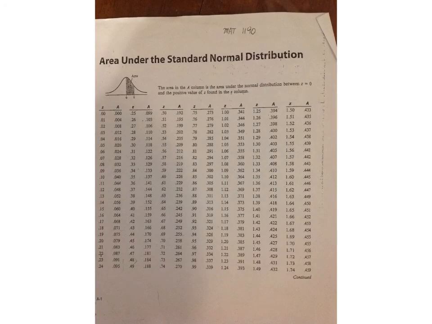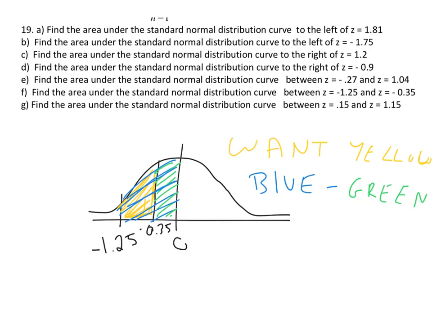Okay, so looking these up on our table, 1.25 is here, 0.394, and 0.35 is over here, 0.137. So let's add those in. So the whole blue is 0.394. And the green is 0.137. Okay, so to find that yellow, you want to subtract.